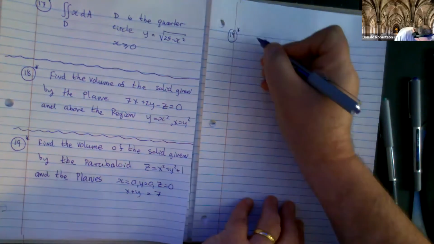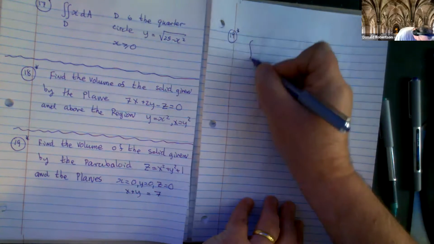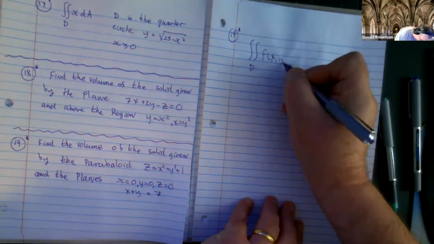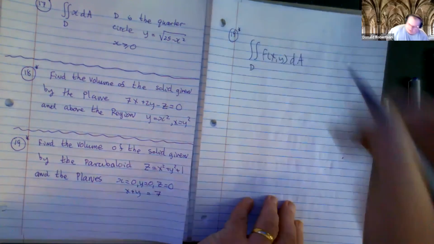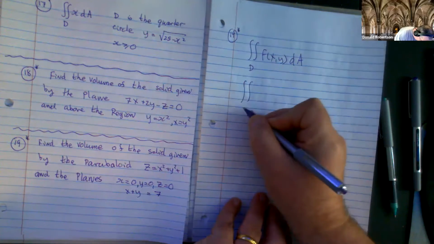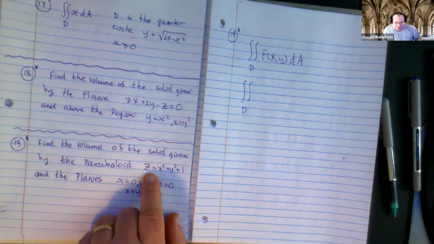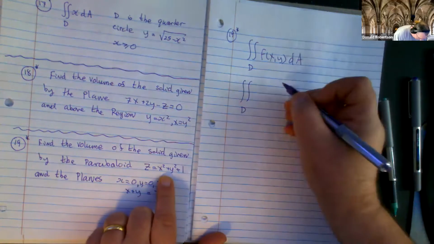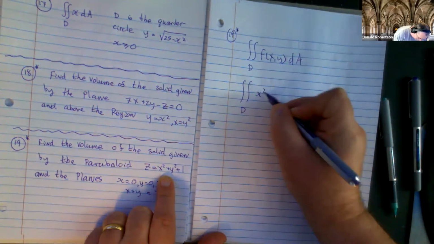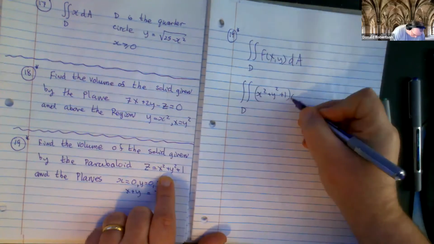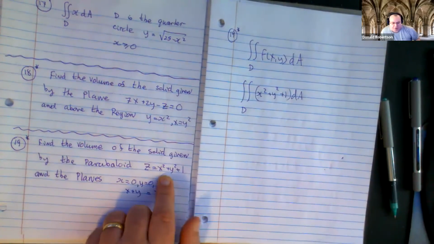19, we're being asked for a volume. So we know that's going to be essentially find the double integral. They've been a lot nicer this time. Haven't they told me what z is right off the bat? I didn't even need to rearrange it. So my function is going to be x squared plus y squared plus 1, right? Didn't really need to work on that one.